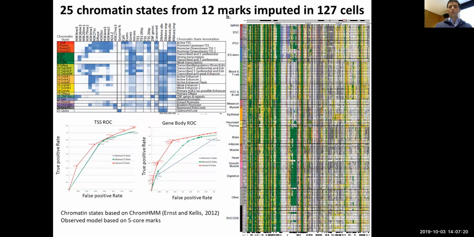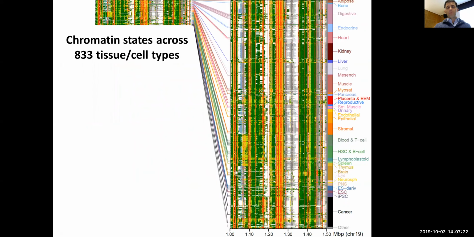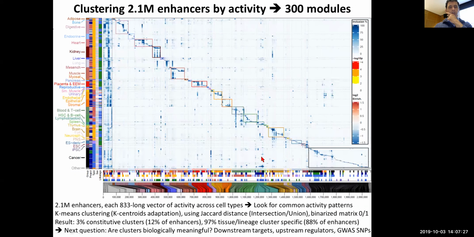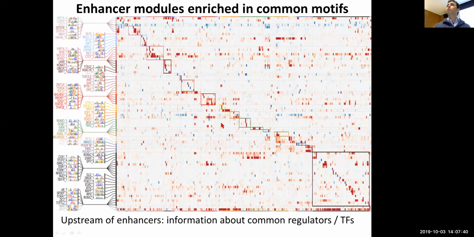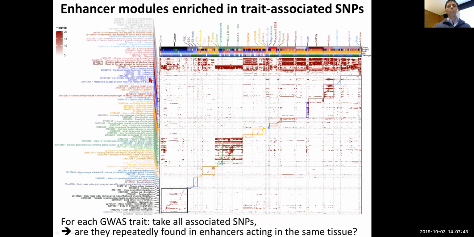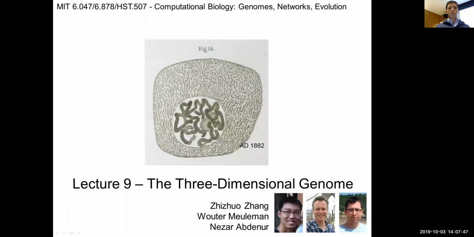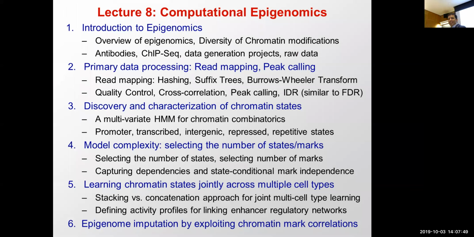And then we're able to learn these chromatin states. We've now repeated this exercise across 833 tissues. That's the paper that we're trying to submit with Kellis very soon. We've now generated this data across 833 different cell types, across dozens of different marks. And we can learn all of these gene ontology enrichments, regulatory motif enrichments, and genetic annotation enrichments across hundreds of tissues and cell types. Okay? So that was the end of lecture 8.